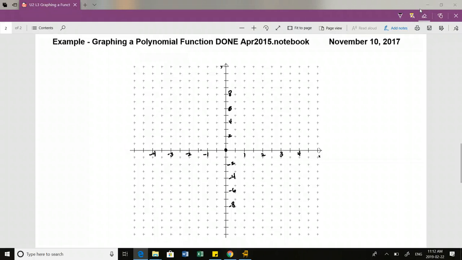That was not right. Negative 2.4 and positive 2.4. Okay, so those are x-intercepts.